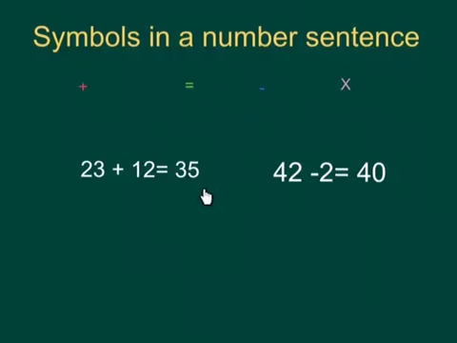So let's have a look at the symbols in these two number sentences here. So we have 23. Oh, what's this symbol here mean? Can you remember? Plus or add. 12 equals, there's another symbol there, 35. Let's see if we can read this number sentence over here. This one is 42. There's a symbol there. Can you remember what that one means? Take away or minus 2 equals, there's another symbol, 40.